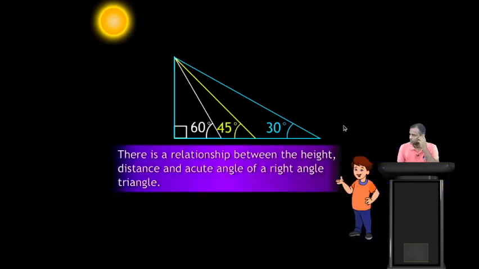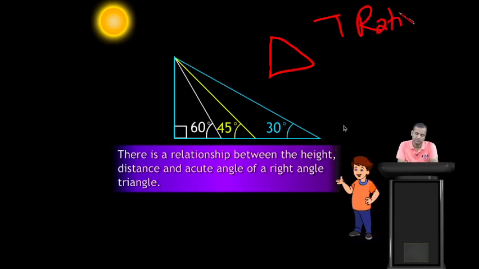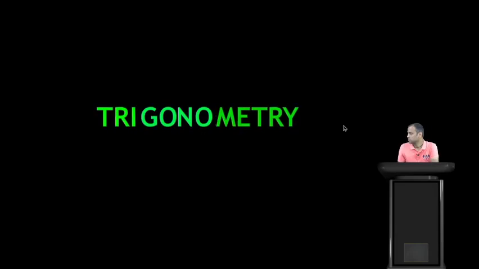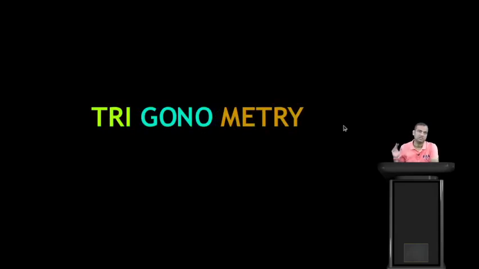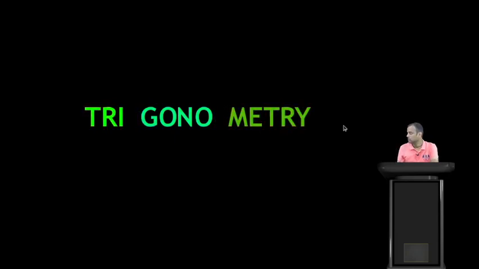So there is a relationship between the height, distance and acute angle of a right angle triangle. Now we already studied about the relation between the height, distance and acute angle of a right angle triangle, and we call this one trigonometric ratios. So this is about trigonometry, and in this chapter we will learn the applications of trigonometry, how we can apply trigonometry in our daily life.